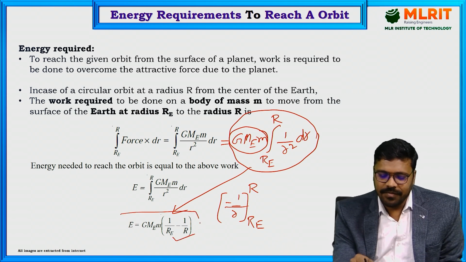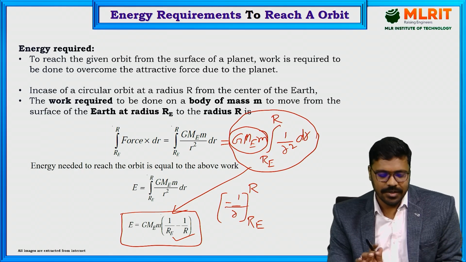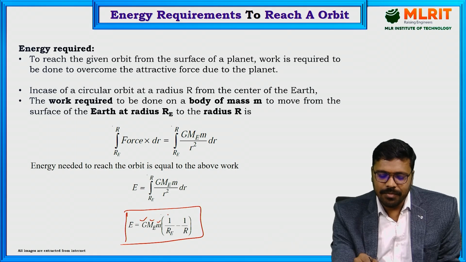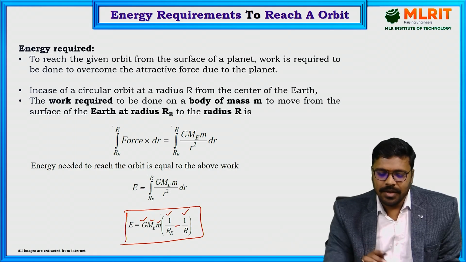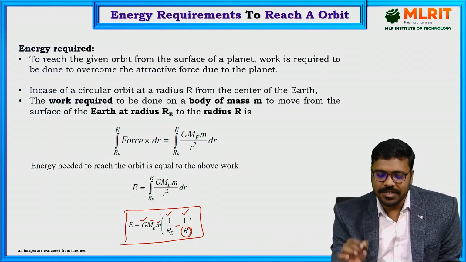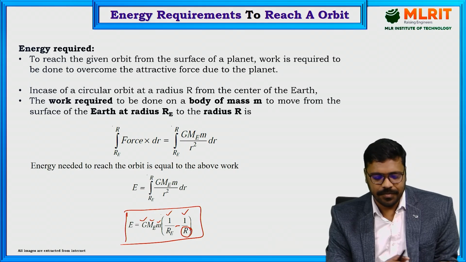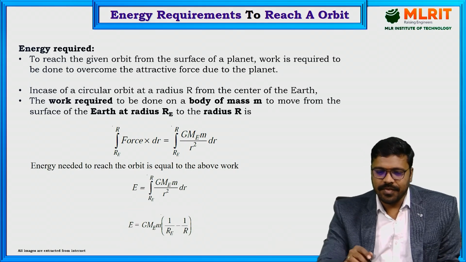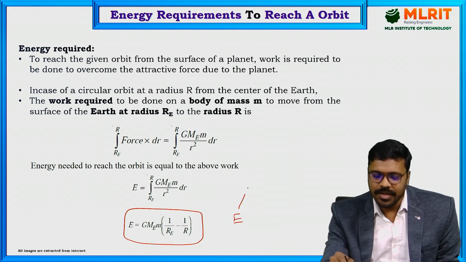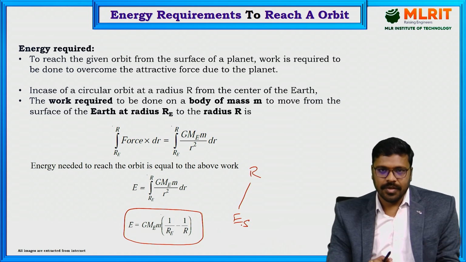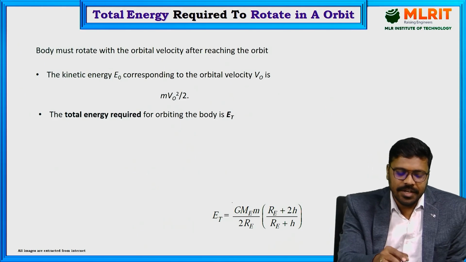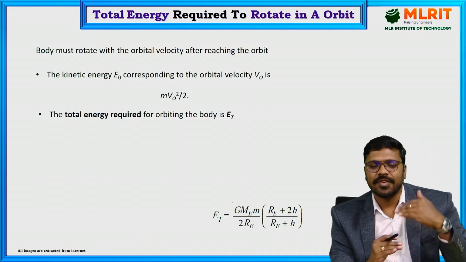So finally, what is the energy required? The energy required to reach the orbit is E equal to capital G ME M into 1 by RE minus 1 by R. So what is R here? It is the radius of the orbit, the target distance from the earth's center. So this is the equation. With this energy, the body will reach from the earth surface to the radius R.